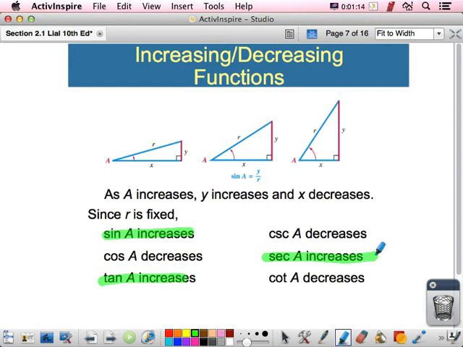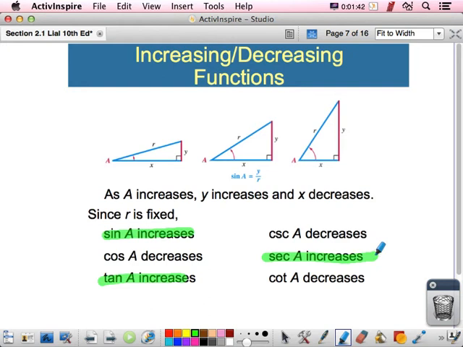It is the opposite for the other three: cosine, cosecant, cotangent. So when I really stop and think about it, I just remember that the ones with the C's are the ones that go backwards. So all the C's have what we call a negative relationship. Okay? So as the angle gets bigger, cosine, cosecant, and cotangent get smaller.